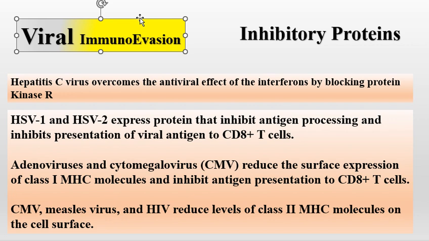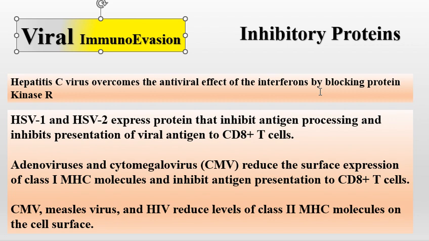Now I'm going to talk about how viruses escape from effective immune responses. We call it immunoevasion, and I will show just some examples. For example, hepatitis C virus overcomes the antiviral effect of interferons by blocking protein kinase R. As we mentioned, type 1 interferon is very important for immunity against viruses, so the virus has blocking and interference activity with this important protein.